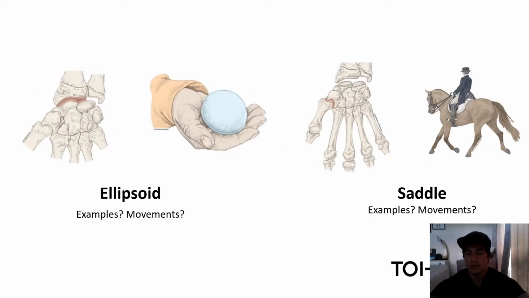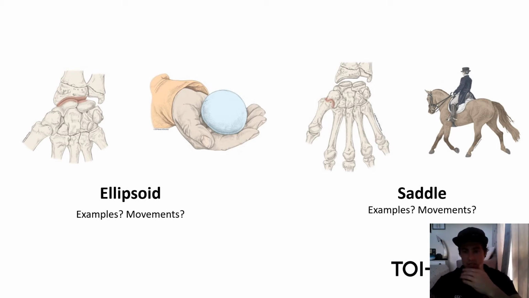Ellipsoid, sometimes also called condylar. I've always thought of it as a condylar joint, but it's sort of like your hand in an egg. It allows similar movements to a ball and socket, and what it doesn't allow is rotation. The example here is the wrist joint between the radius and your carpals. You can flex and extend laterally, but you cannot rotate. So that's the biggest difference between an ellipsoid and a ball and socket.